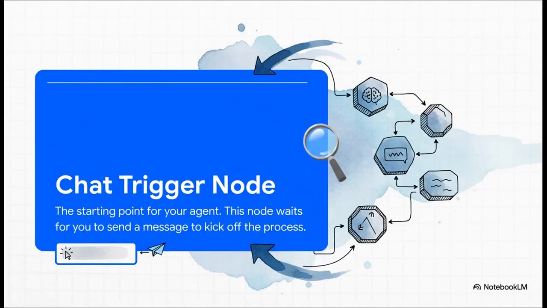So what does this chat trigger node actually do? Honestly, just think of it as the input box for our agent. It literally just sits there, waiting for you to type in a question or a command. As soon as you hit send on that message, it kicks the entire automated workflow into gear.